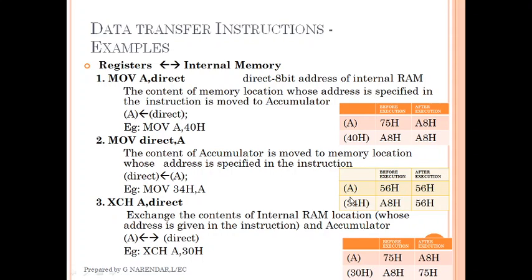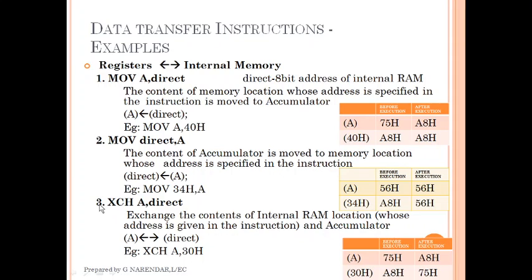And you can see the contents of the accumulator and the memory location 34h. Before execution, we assume that the contents of accumulator are 56h, and the contents of 34h are A8h. Once the instruction is executed, the accumulator content is copied to the memory location whose address is 34h, and the accumulator contents remain unchanged as it is a source location.